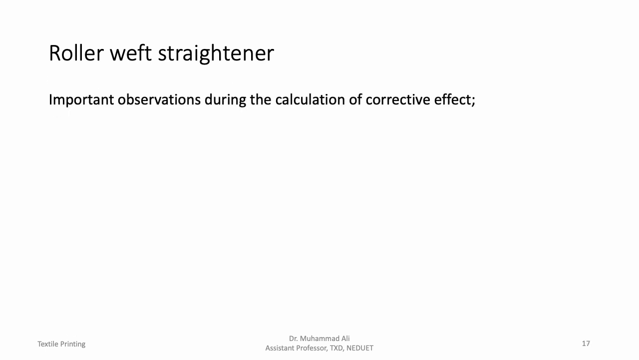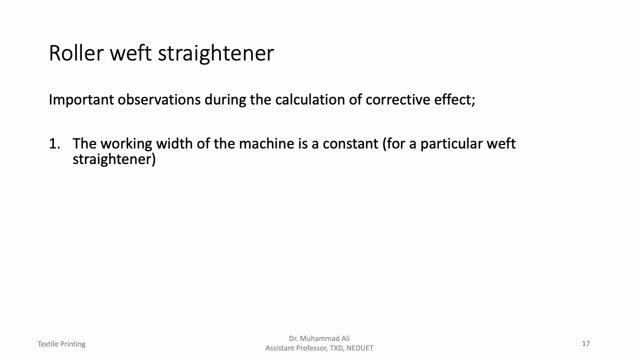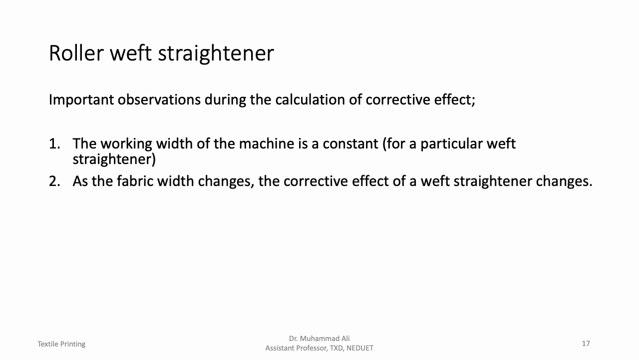So let's recall what important observations we made during the calculation of the corrective effect. Of course, the working width, that's the nominal width of the rollers, is a constant for a particular weft straightener. As the fabric width changes, the corrective effect of a weft straightener will also change. More specifically, as the fabric width is reduced, the corrective effect of the same weft straightener will also reduce.